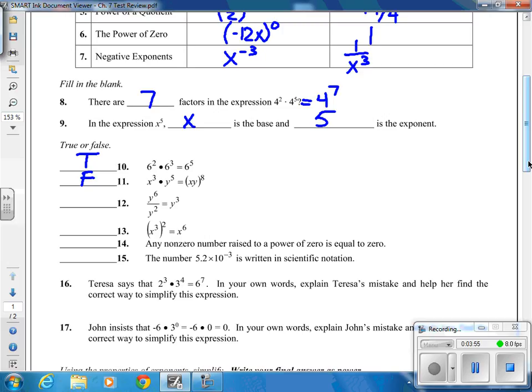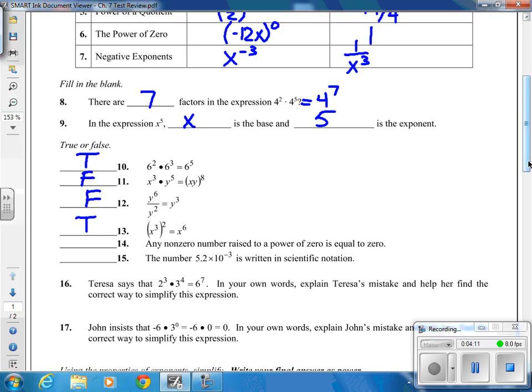For number 12, in division, if the bases are the same, we can subtract the exponents. Well, 6 minus 2 does not make 3, so this would be a false statement. For number 13, this would be your power of a power, where we multiply the exponents. 3 times 2 is 6, so this is a true statement.